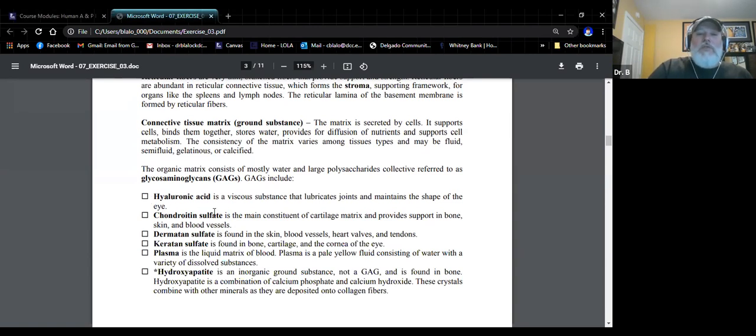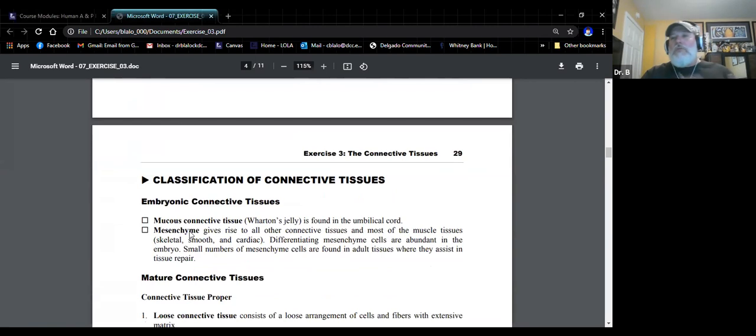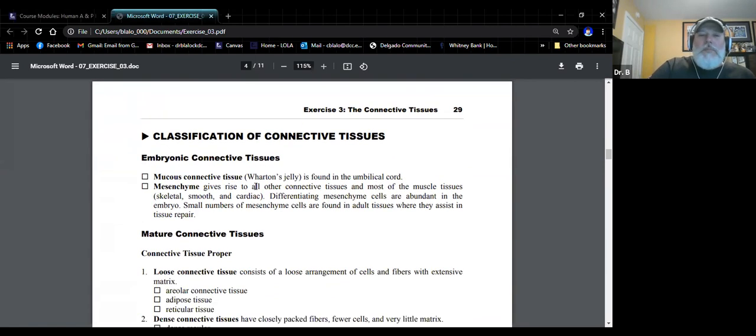Hyaluronic acid, chondroitin sulfate, dermatan sulfate, keratan sulfate, plasma, hydroxyapatite. These are going to be examples of what we can find making up the ground substance for these different types of connective tissues. So you should make sure that you know a little bit of information about these different types of ground substances and which connective tissues we find them contributing to.